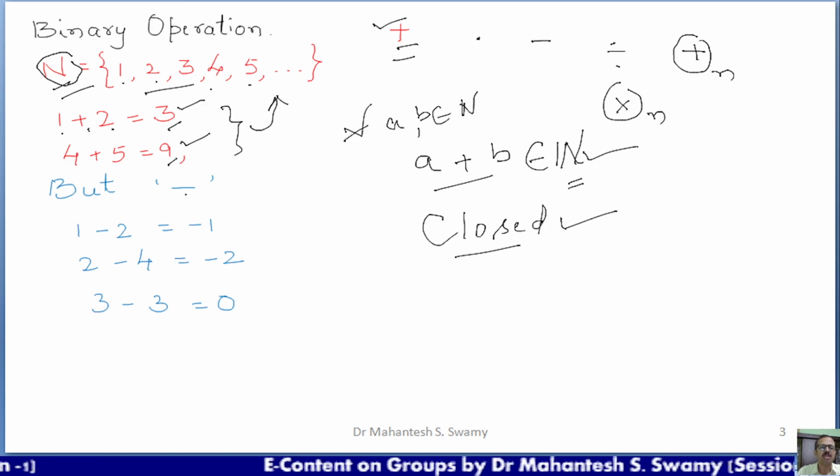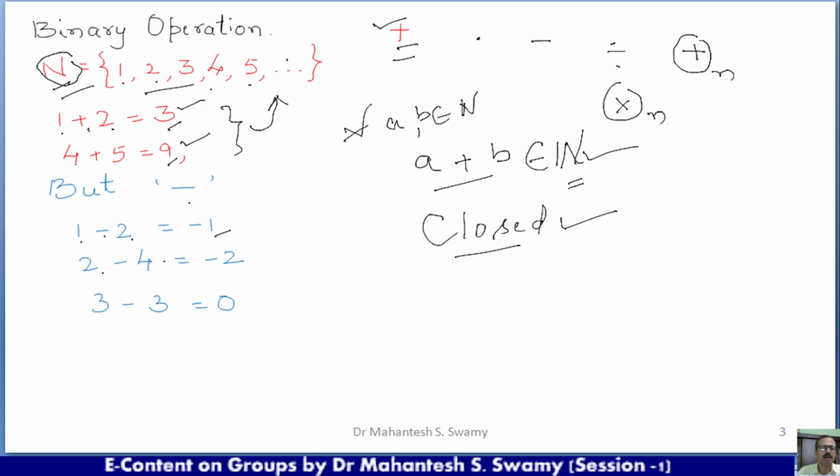Similarly, you consider the binary operation of minus on the set of natural numbers. You take any two elements, for example 1 operated with minus with 2. So 1 minus 2, answer is minus 1. You take any other two elements, 2 minus 4, answer is minus 2. 3 minus 3, answer is 0.